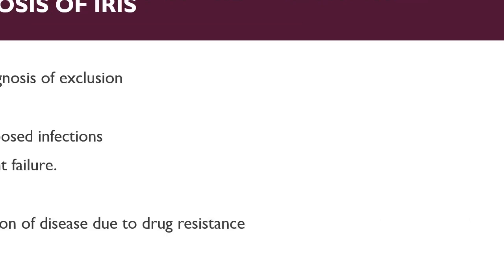So IRIS should be suspected when ATT and ART are given together, but the diagnosis of IRIS is not specific. It is a diagnosis of exclusion. We have to exclude superimposed infection. We have to exclude treatment failure. We have to exclude relapse. And we have to exclude disease progression due to drug-resistant disease.